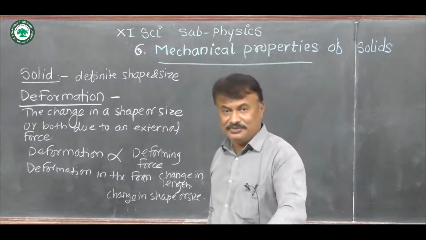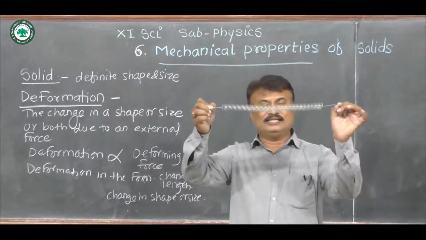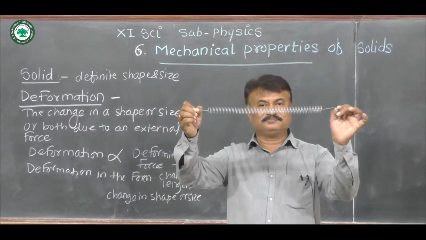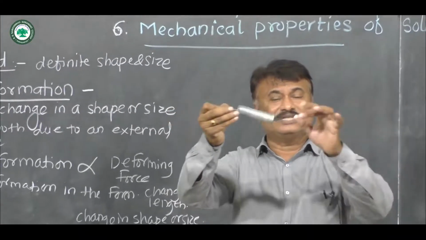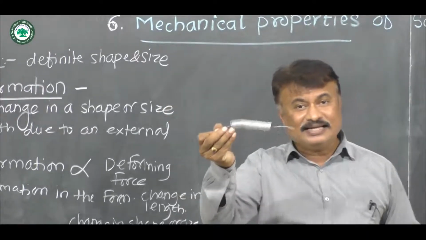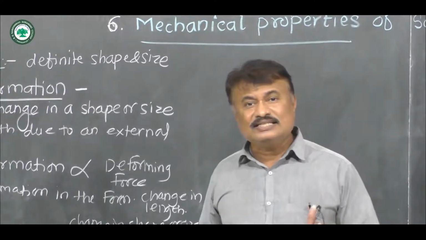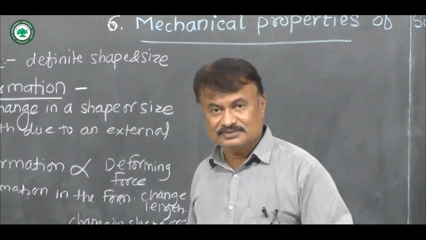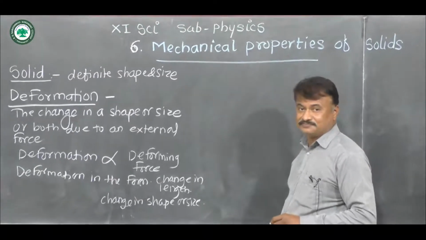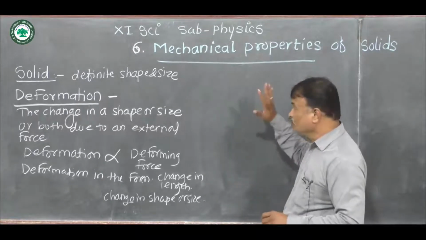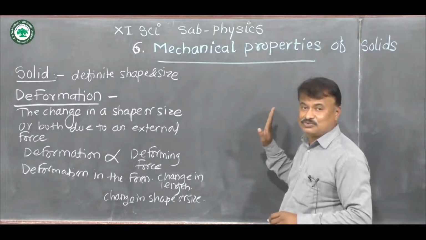Now, again when we consider the same example, if we apply the force on the two ends of the spring and the applied force is removed, then what happens? The spring regains its original dimensions, meaning it regains its original shape and size. Such types of bodies are called elastic bodies. So in this chapter we have to study the elastic properties of solids.